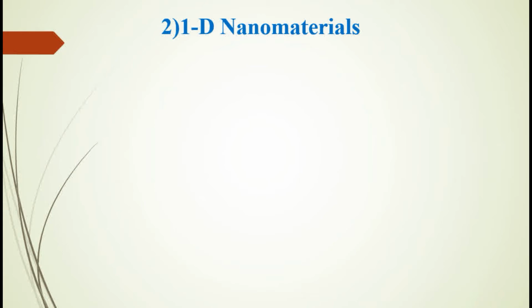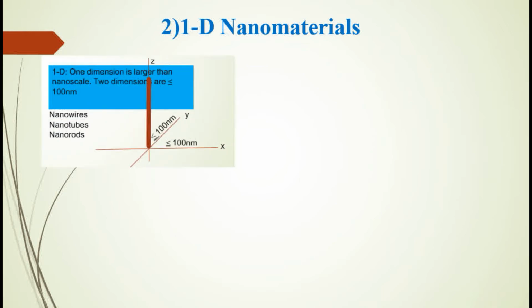What are one-dimensional nanomaterials? As the name indicates, it has one dimension. Which is that one dimension? Either it may be the length or breadth or height, any one, not three. One dimension is larger than the nanoscale. The remaining two dimensions are less than or equal to 100 nanometer. Examples: nanowires, nanotubes, and nanorods.